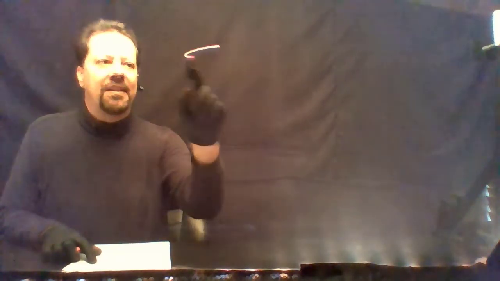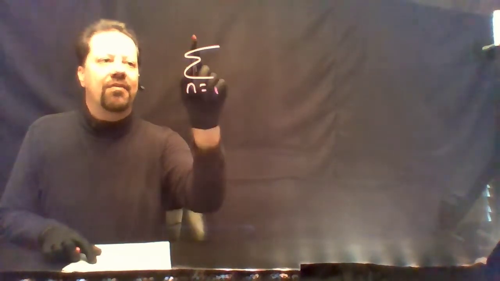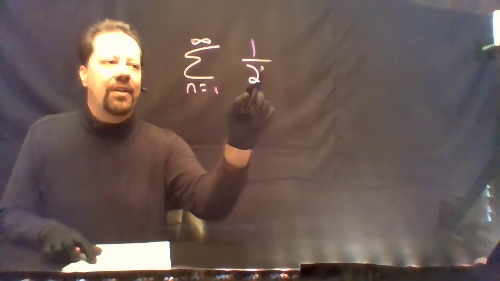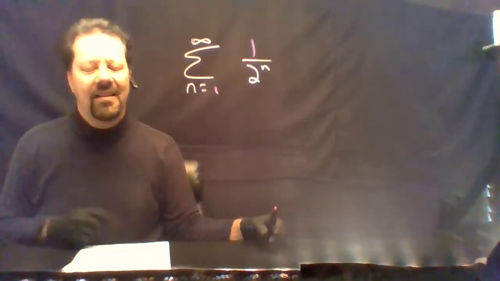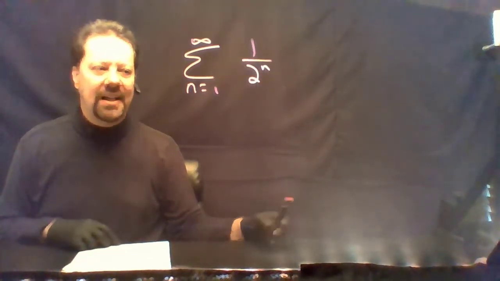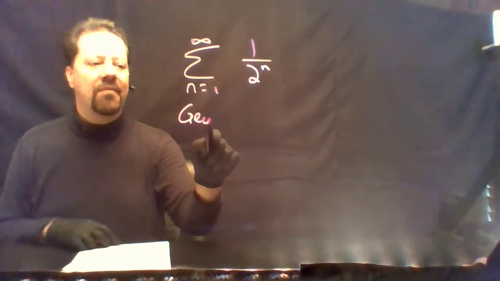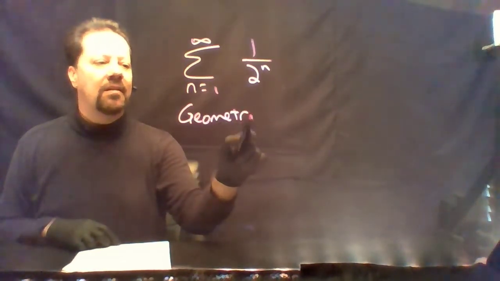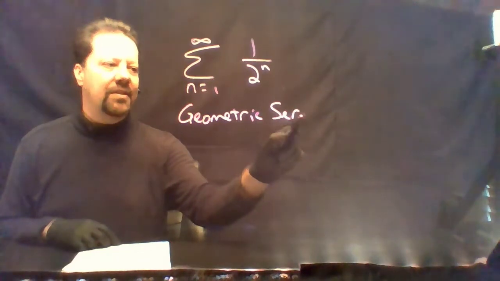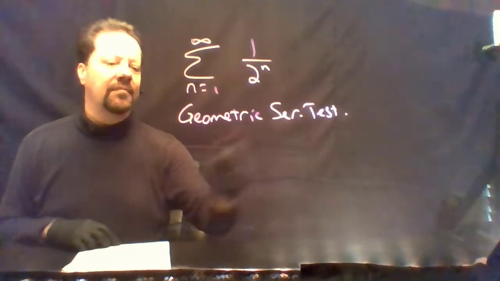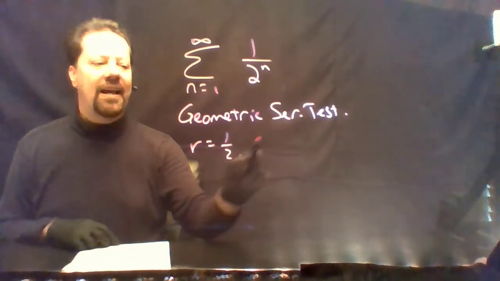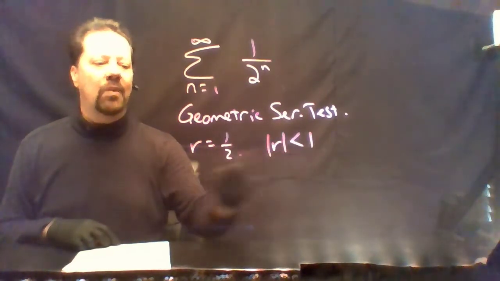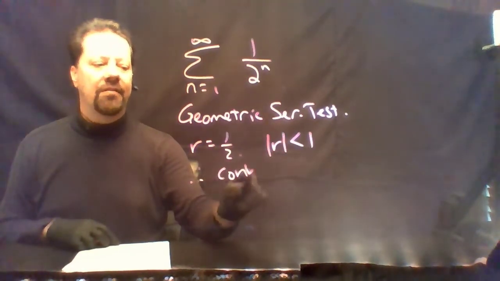The last problem in this series is the sum as n goes from 1 to infinity of 1 over 2 to the n. Yes, you may use the root test, but this is a geometric series. So we can use the geometric series test. The common ratio is 1/2, which has a magnitude less than 1, and therefore the series converges.